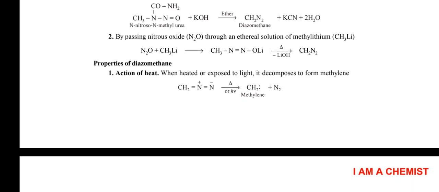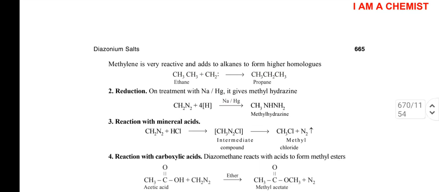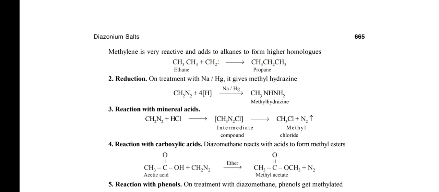Properties of diazomethane: action of heat. When heated or exposed to light, it decomposes to form methylene, CH2 double bond N positive double bond N negative, on heating or light gives CH2 methylene plus N2. Methylene is very reactive and adds to alkane to form higher homologues: CH3CH3 plus CH2 changes into CH3CH2CH3, propane. Second is reduction. On treatment with NaHg, it gives methyl hydrazine.